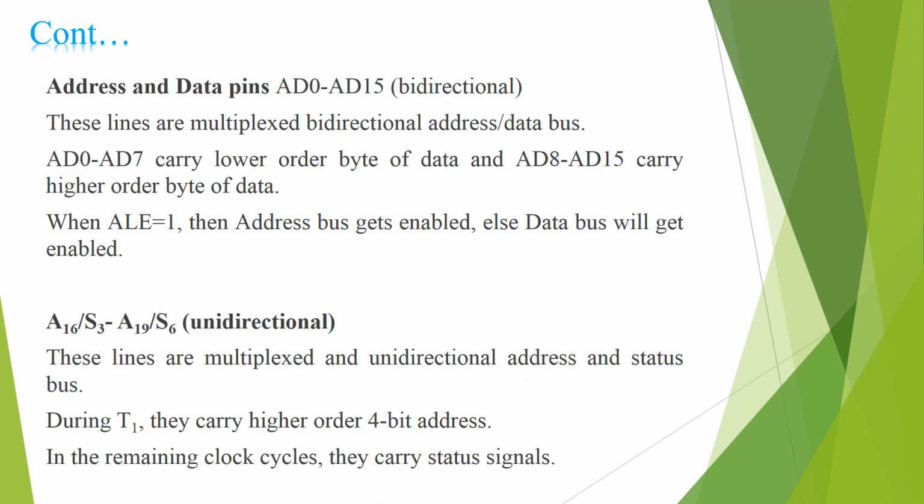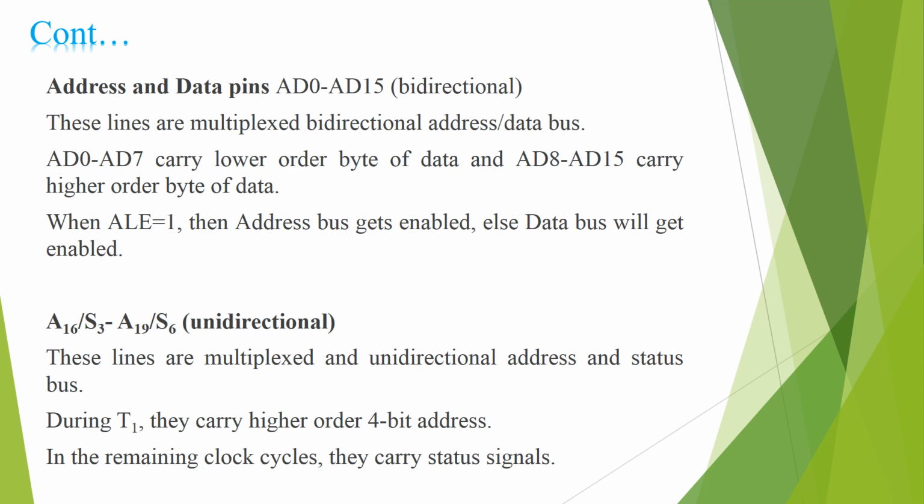Now address and data pins, as we have discussed in the diagram. AD0 to AD15, these are bidirectional. These lines are a multiplexed bidirectional address as well as data bus. AD0 to AD7 carry lower order bytes of data and AD8 to AD15 carry higher order data. When ALE is 1, the address bus gets enabled, else the data bus will be enabled.